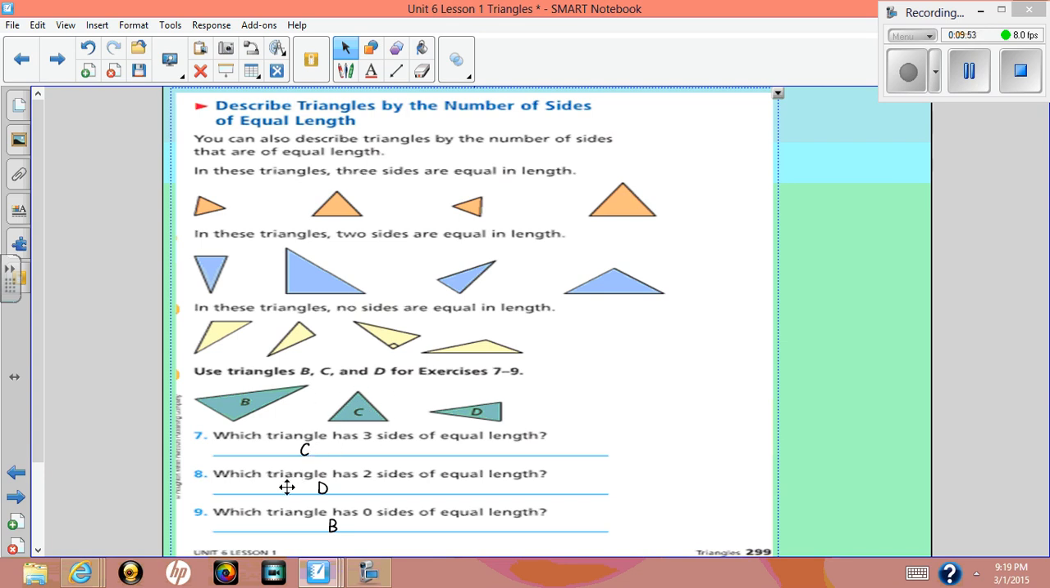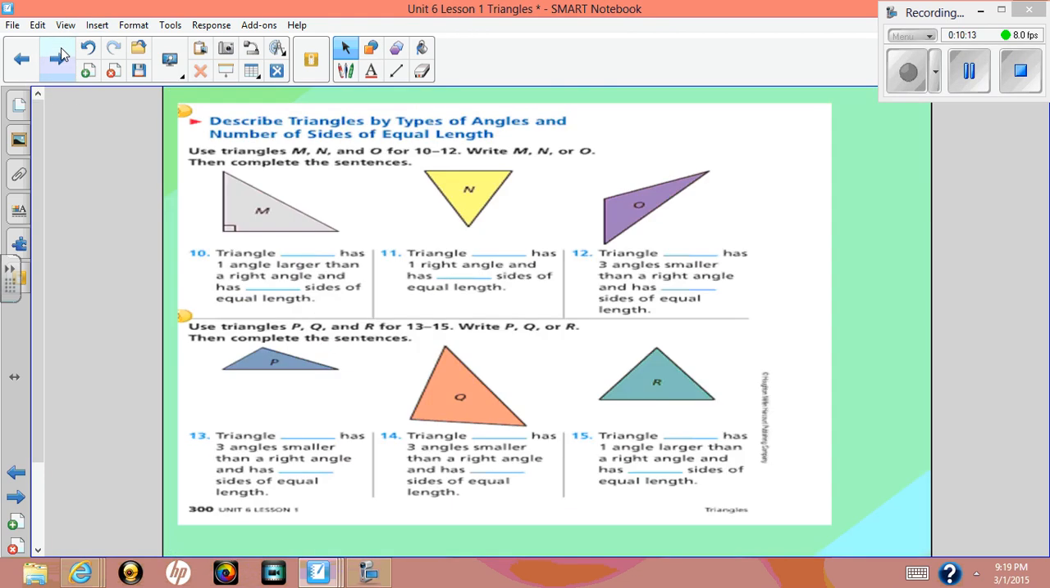Which triangle has 2 sides of equal length? D. If you look at their attributes, D is the only one with 2 sides of equal length. That would leave B to be a triangle with 0 equal length sides. I would like you to practice using 10, 11, 12, 13, 14, and 15, and you'll use these and see if you can identify the angles and the attributes of the length of sides.